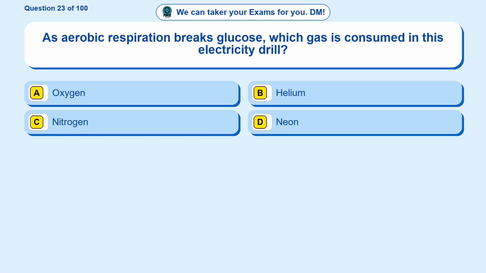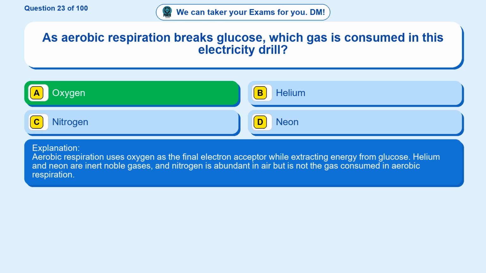Question 23. As aerobic respiration breaks glucose, which gas is consumed in this electricity drill? Option A, oxygen. Option B, helium. Option C, nitrogen. Option D, neon. The correct answer is option A, oxygen. Aerobic respiration uses oxygen as the final electron acceptor while extracting energy from glucose. Helium and neon are inert noble gases, and nitrogen is abundant in air but is not the gas consumed in aerobic respiration.